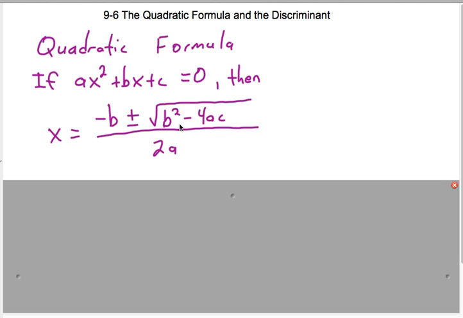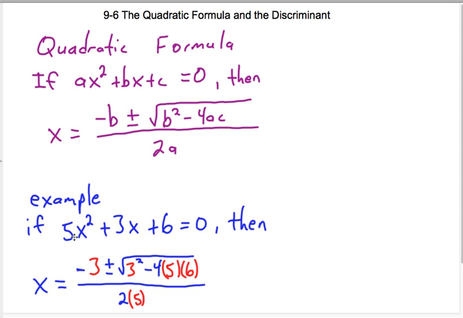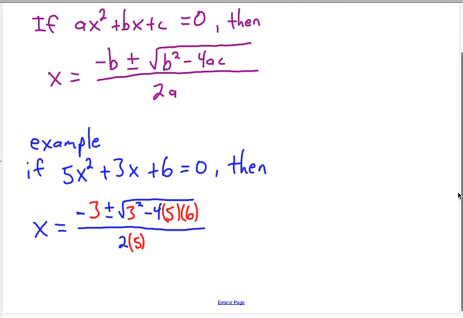That's something that you are going to need to have memorized, so I think you should make a flashcard of that right away, but also take good notes on this unit. So here's the first example. If 5x squared plus 3x plus 6 equals 0, then you can plug in a, b, and c into the formula. So negative b plus or minus the square root of b squared minus 4ac all over 2a. So that's how you plug it in.